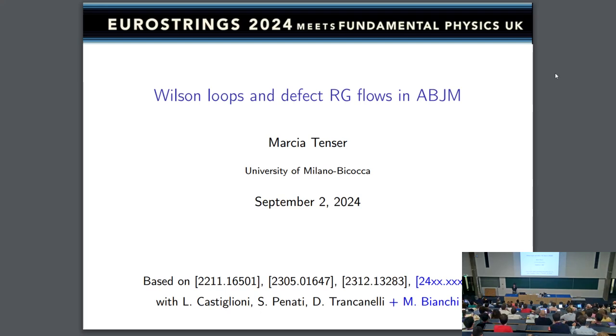First of all, let me thank the organizers for giving me the opportunity to talk today. I will talk about Wilson loops and defect RG flows in ABJM, and this is based on work that I have been doing in the past few years in collaboration with Castiglioni, Penati, Trancanelli, and I will also be talking about ongoing work with all of them and Marco Bianchi as well.